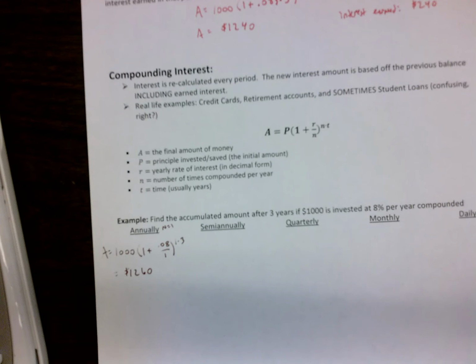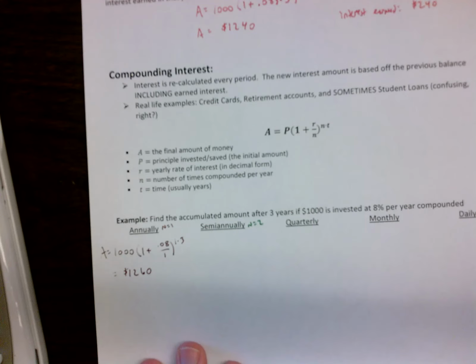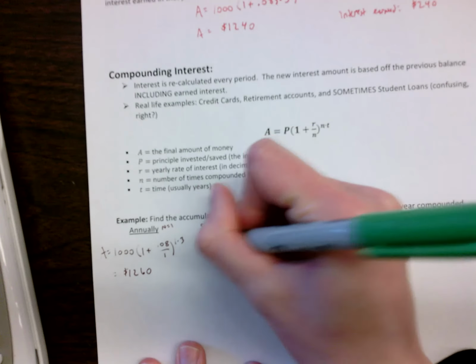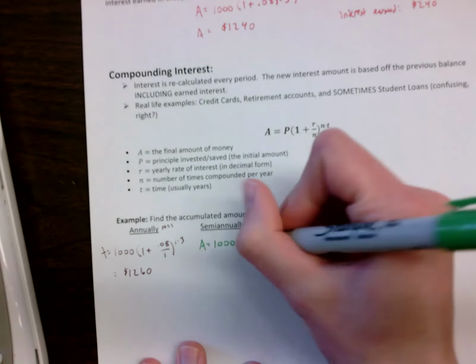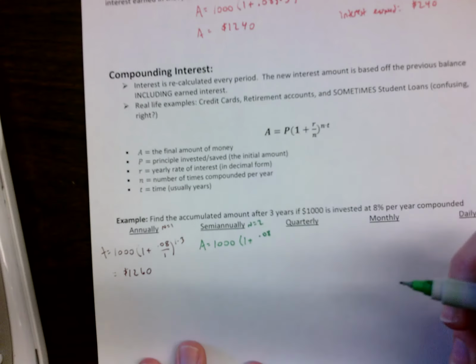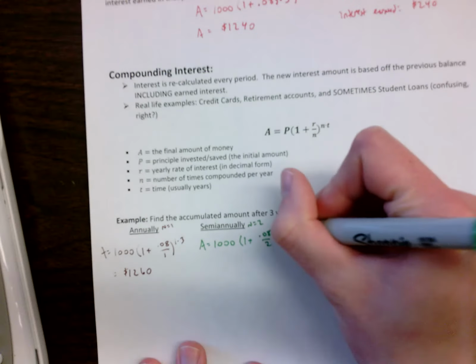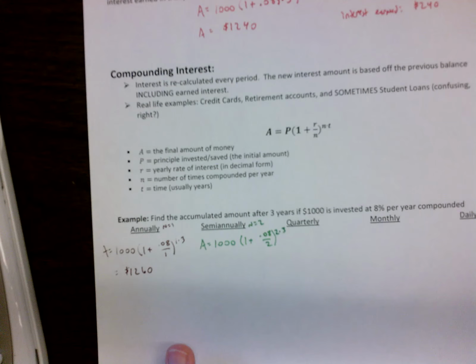All right, compounding semi-annually. Semi-annually means that you're doing it twice a year. So this means n equals 2. So our setup's going to be almost the same, right? We want to find the final amount. Our starting amount's $1,000, 1 plus my interest rate of 0.08, but now we're dividing that by 2, and we're raising it to the 2 times 3.